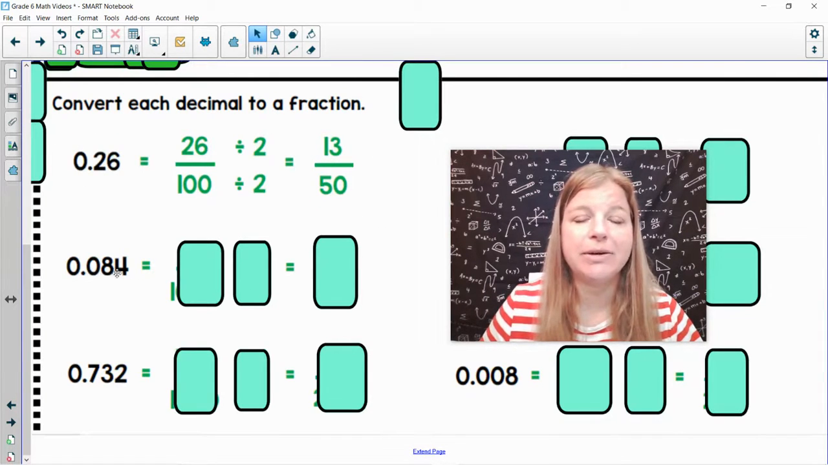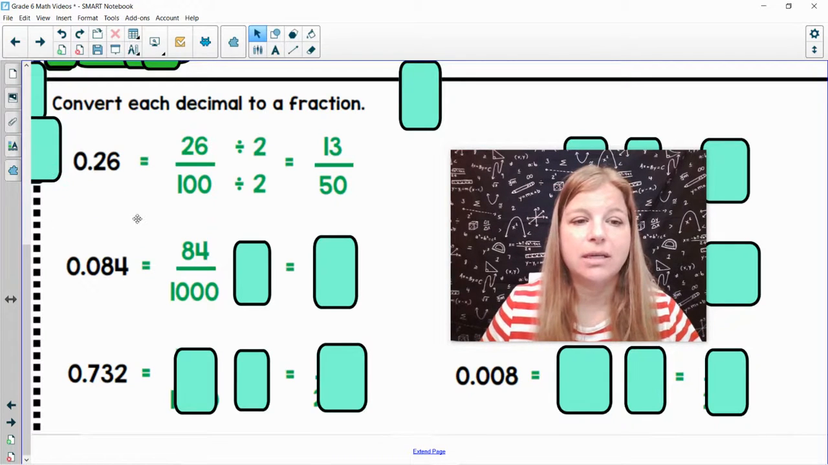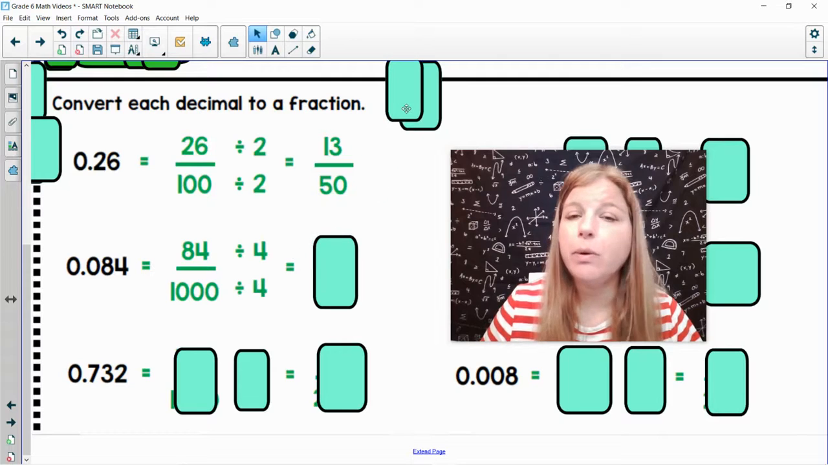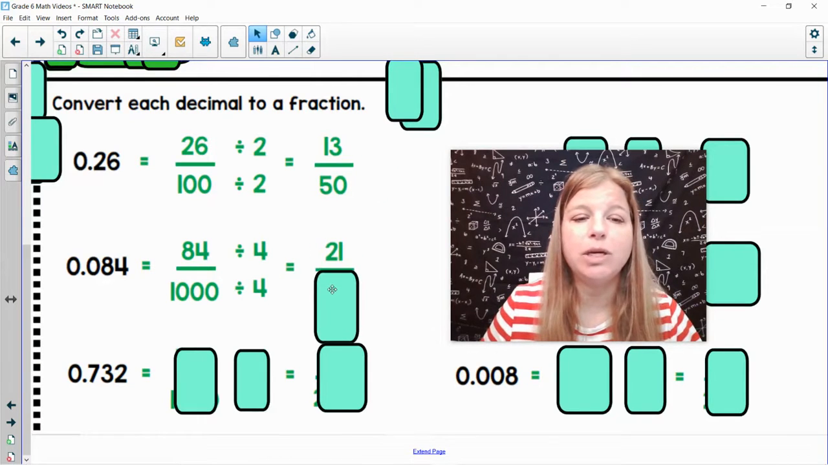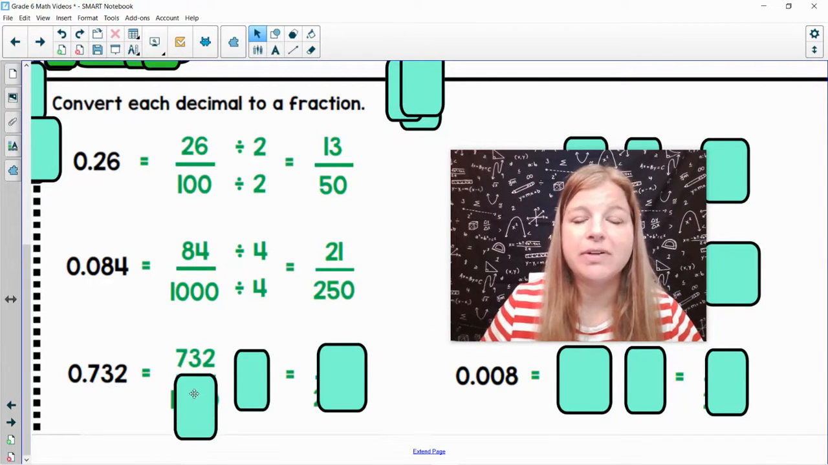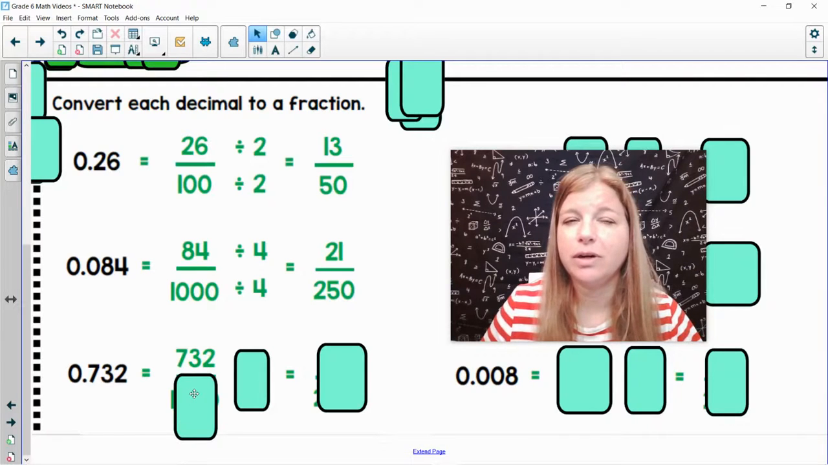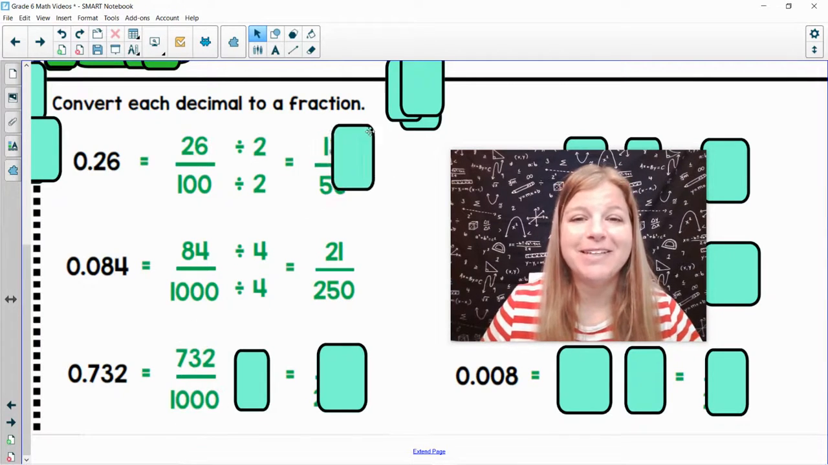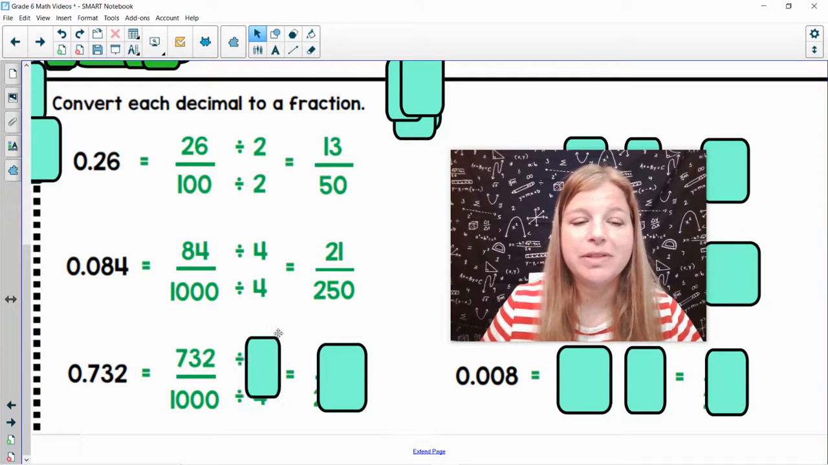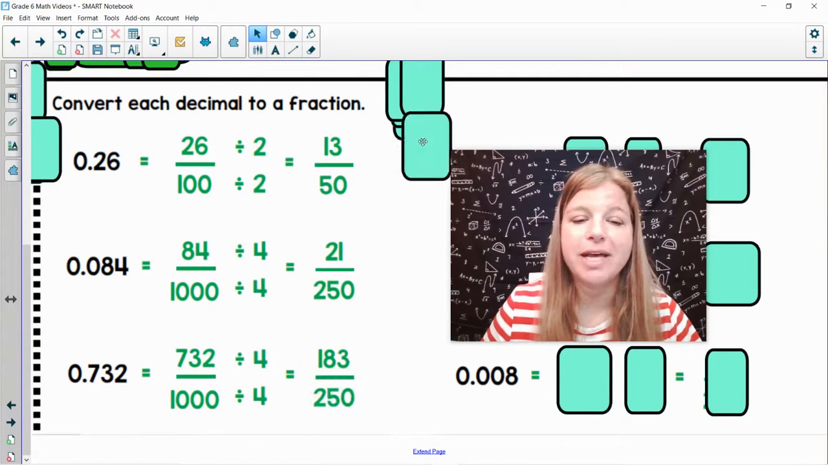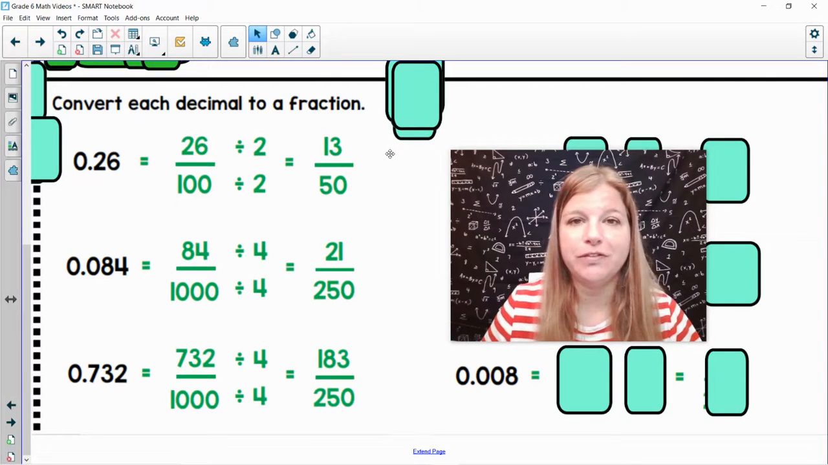Next, 0.084. So that would be 84 over, it's going out to the tenths, hundredths, thousandths. So that's 84 thousandths. I could divide both of those numbers by 4. And if I do that, I end up getting 21/250ths. 0.732. That would be 732 over, hopefully you said 1,000. I could divide both of these numbers also by 4, and if I do that, I get 183 over 250.